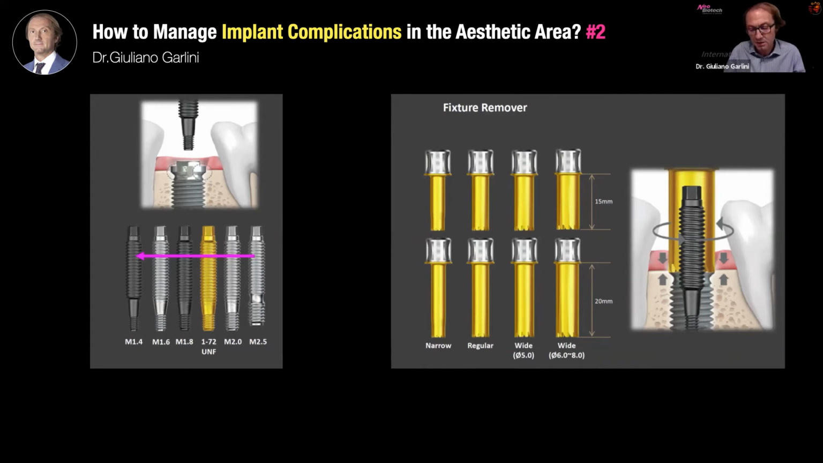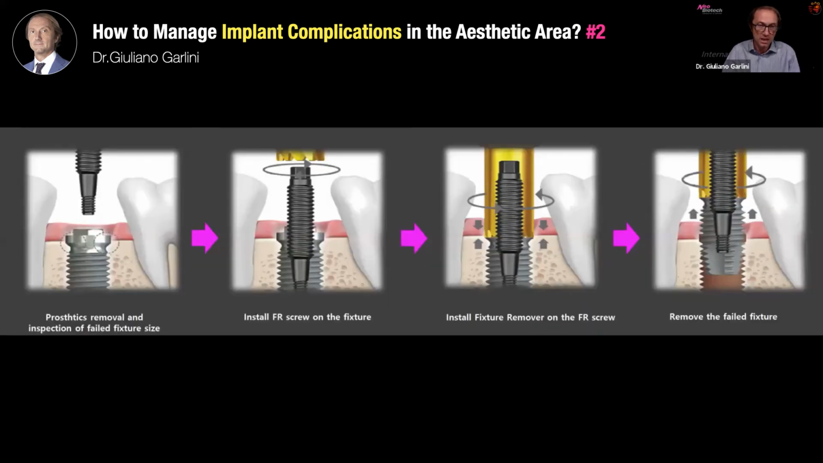Inside of the kit, you have different length fixture removers and different diameter fixture removers, because we have to deal with different implant diameters, and obviously you must choose the correct fixture remover to remove easily the implant. This fixture remover works in a very easy way because it goes over the screw that you have already screwed inside the implant with a counterclockwise rotation.